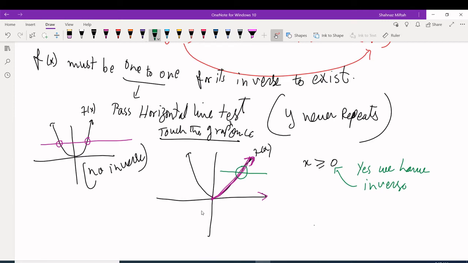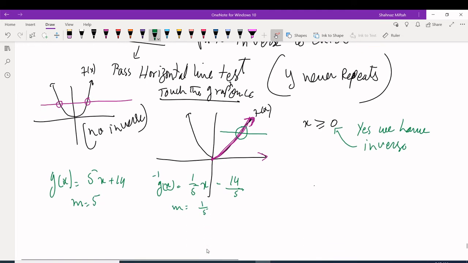Okay, for example, let me show you for linear graphs. If I have a function g of x equals 5x plus 14, the inverse of g of x is going to be 1/5 x minus 14 over 5. So look at this. This is a linear original graph. The slope is 5. For the inverse, the slope is the reciprocal, 1/5. Now this is b, and b means the y-intercept.